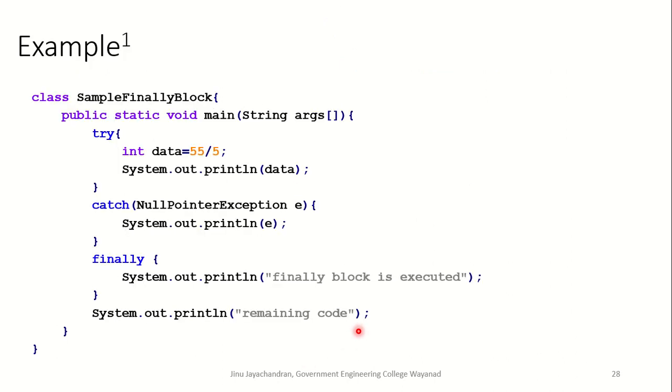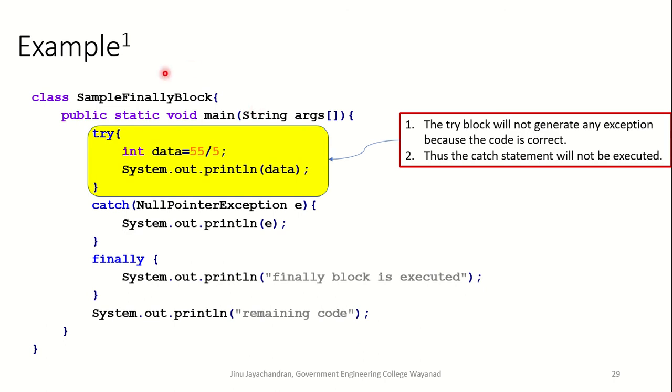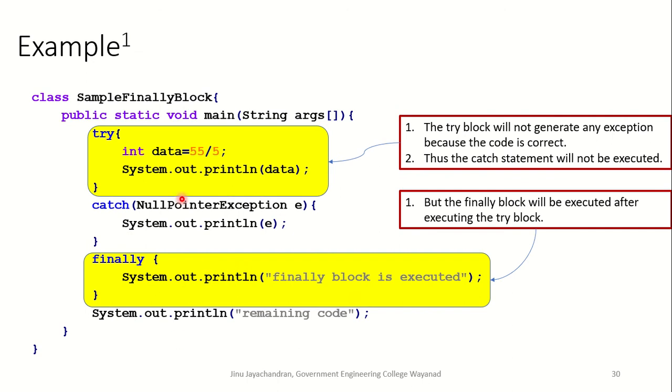So there is an example here. If you look at this example, I have again a class, there is a main method, there is a try statement. Now whatever code I have written inside this try statement will not generate an exception because the code is correct. You are just dividing 55 by 5. So none of the catch statements will be executed. The finally block is executed. Once you finish the try execution, it will directly jump to finally and it will execute the code.